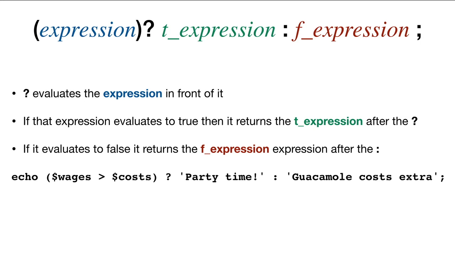So in this example here, we have two variables. One is wages and one is costs. And so if wages are greater than costs, so that turns out to be true, well then this expression here is going to evaluate to party time, and it's going to echo, going to display party time. However, if wages greater than costs turns out to not be true, then this is going to evaluate to guacamole costs extra, and that's what's going to be output.